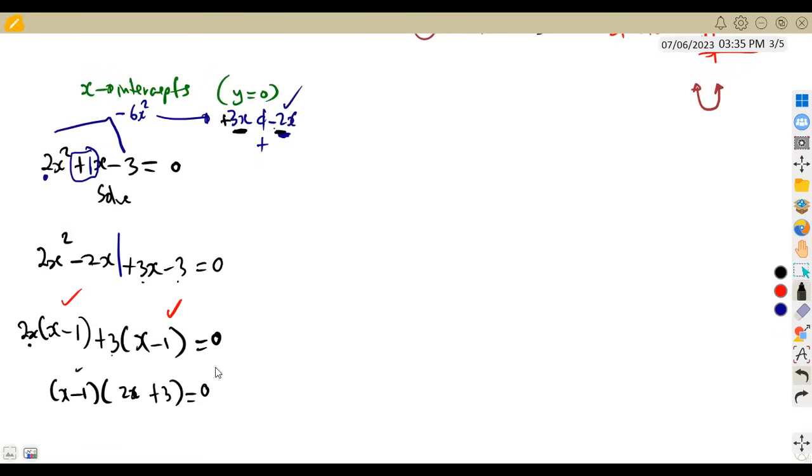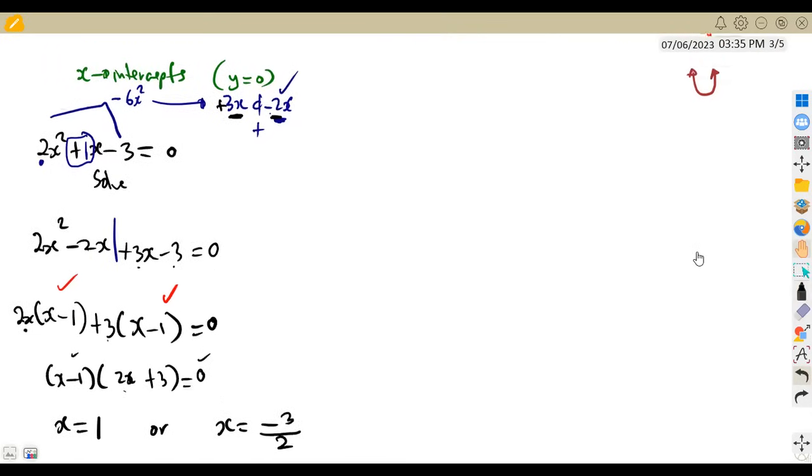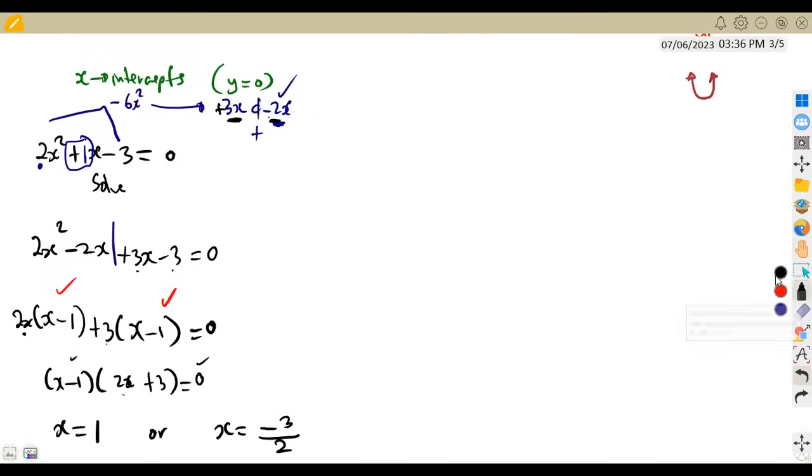So each bracket equates to 0. That means x will be equal to 1 or x will be equal to, we transpose the 3 here, minus 3, then we divide by 2. So that will be minus 3 over 2. So these are the values of x at the intercepts, all right? We have got the values of x at the intercepts.